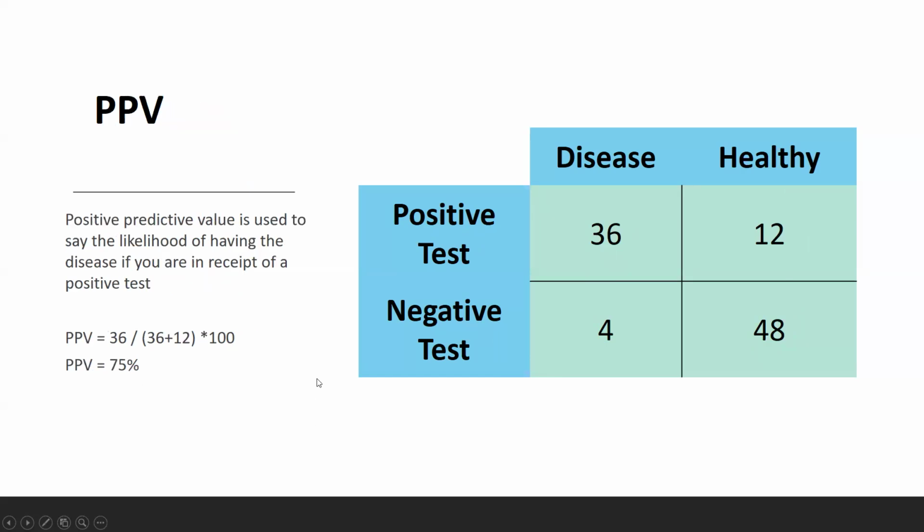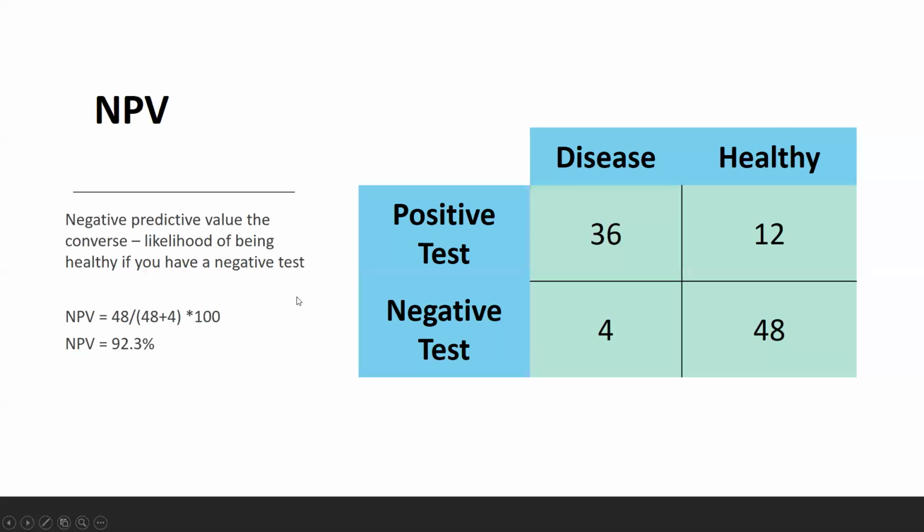Now, PPV is the positive predictive value. This is much more individual-centric than the focus on the population that you get with sensitivity and specificity. It says that if you are in receipt of a positive test, how likely are you to have the condition? So in this case, if you have a positive test, 36 of those patients will be diseased and 12 will be healthy. The positive predictive value is 36 divided by 36 plus 12. Multiplied by 100, you get a positive predictive value of 75%.